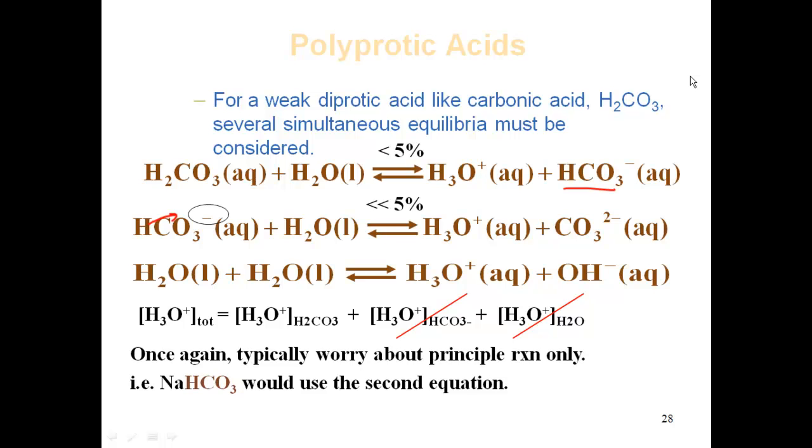So typically, if I was given carbonic acid directly, then I would worry only about the first K, the first equilibrium. If I was given something like sodium bicarbonate, then I'm going to worry about the second equilibrium. So I'm going to only use the principal one of that species I'm dealing with. The second one has HCO3 minus involved, so I would worry about that one.